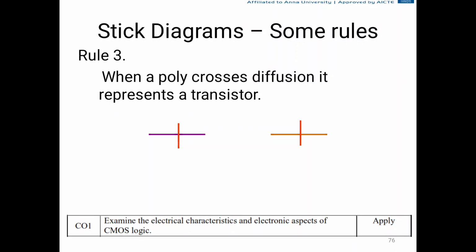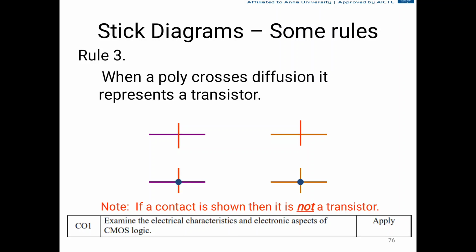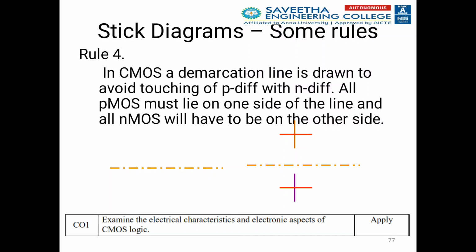Rule 3: when poly crosses diffusion, it represents a transistor. Rule 4: in CMOS, a demarcation line is drawn to avoid touching of the P diffusion and N diffusion layers. All PMOS must lie on one side of the line and all NMOS must be on the other side.